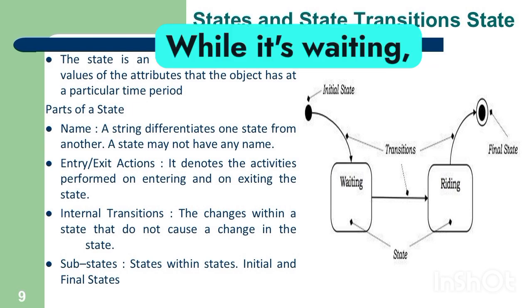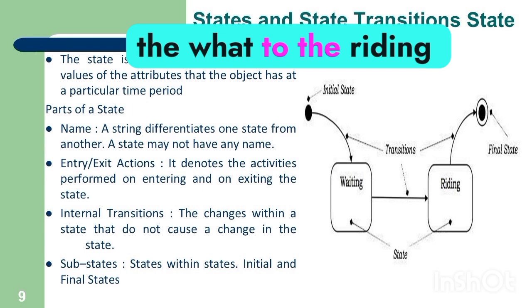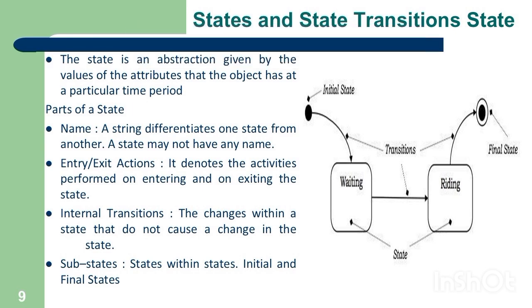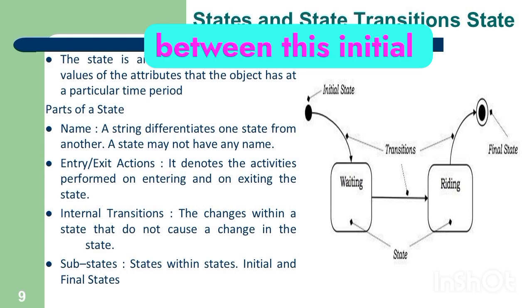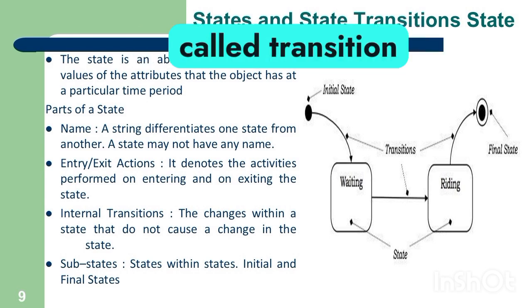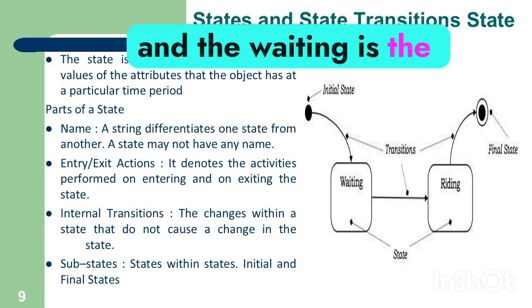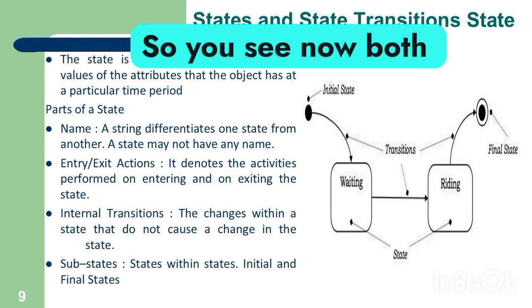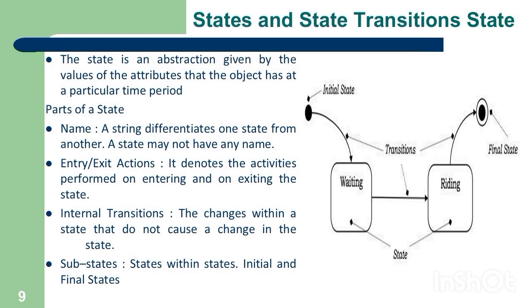While it's waiting, it's going to move to the what? To the riding, then to the final state, right? So the interval in between this initial state and the final state is called transition. And the waiting is a state of itself, the riding is a state of itself. So you see now, both are states but with different names.